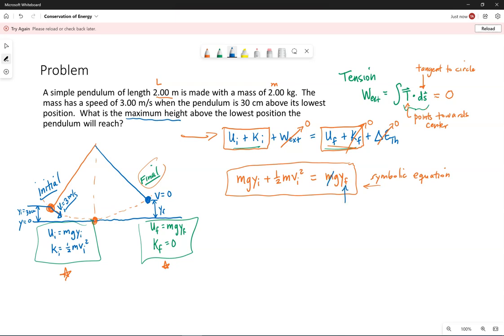It turns out the mass doesn't actually matter. It ends up canceling. We know g, we know y initial, we know that initial speed, so we can solve for y final. Y final, when we divide by g, is going to be y initial plus v initial squared over 2g. Now, SI units, we do want our height to be in meters, so 0.3 meters plus our speed, which is already in meters per second, which is what we want.